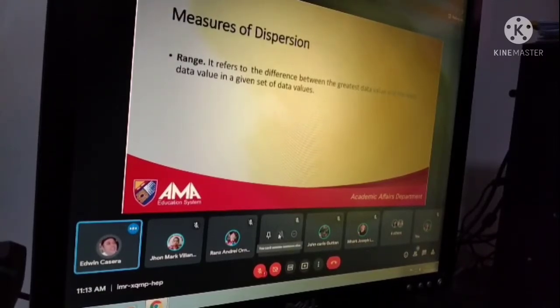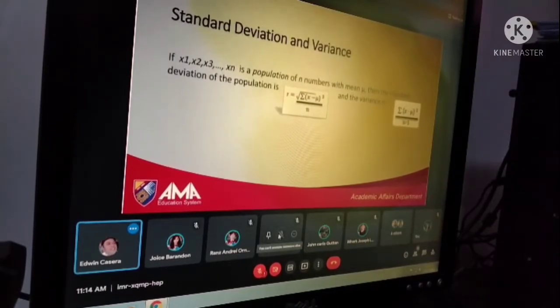Range naman pag-usapan natin. So, range, ulitin ko, the formula in finding for the range is HS minus LS. The highest score minus the lowest score is equal to range. Okay, next. Okay, we have here also the standard deviation. We have two formulas for standard deviation and variance.